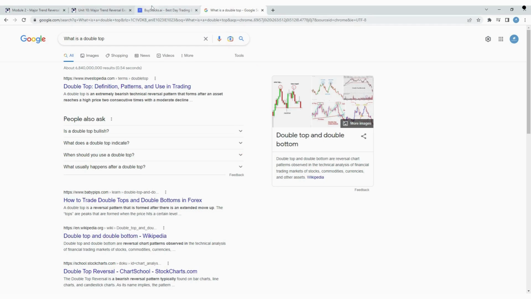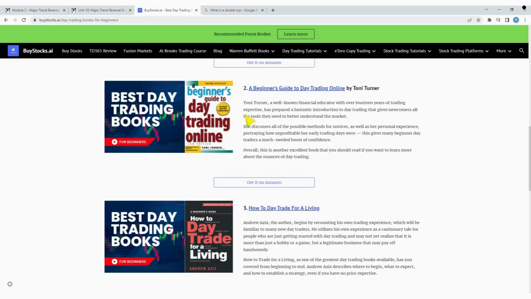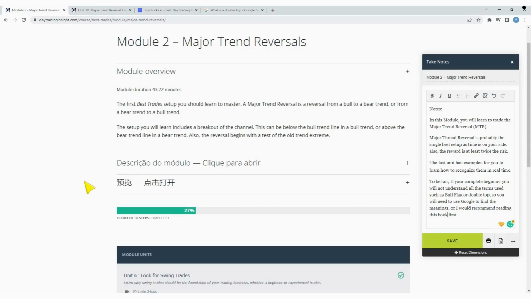Or else, before you do this course, I would recommend reading this book, A Beginner's Guide to Day Trading Online by Tony Turner. And I'll leave a link in the description for this book if you want to read that. But very good. If you're really just starting out, you should read some book to learn the terminology and stuff. Okay, now I'll just play a few seconds of the video to show you what to expect.